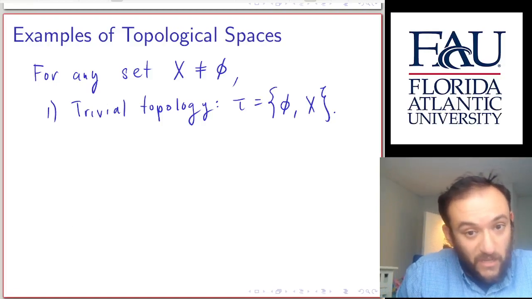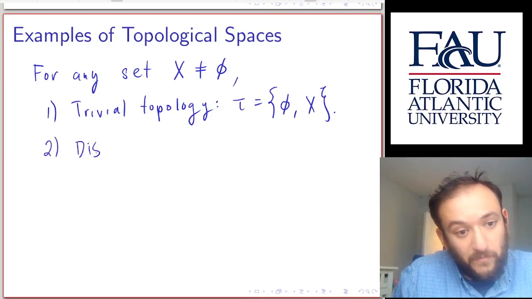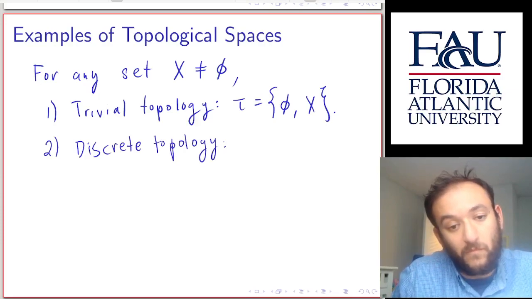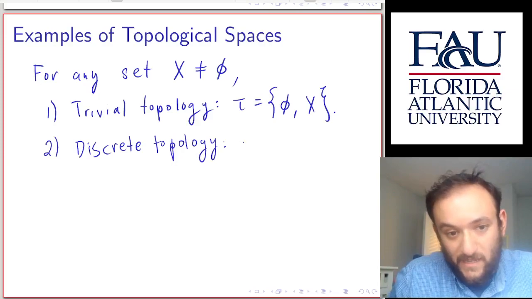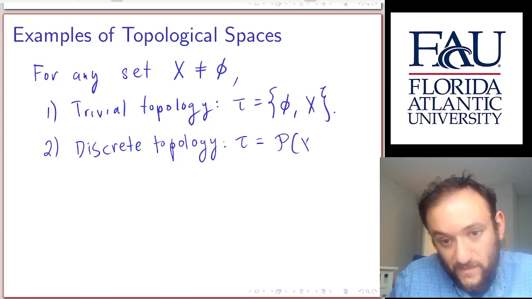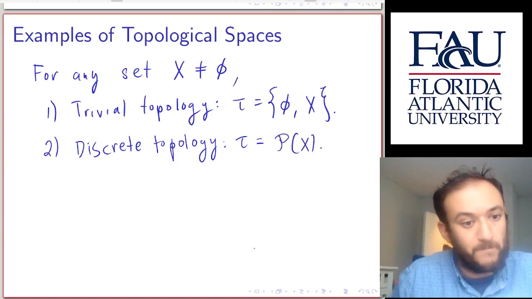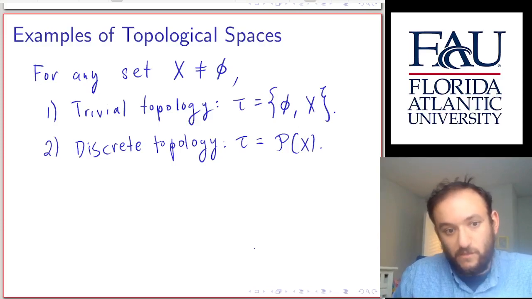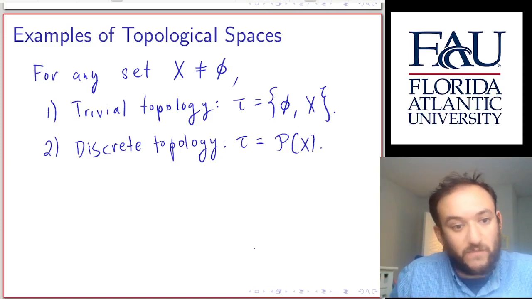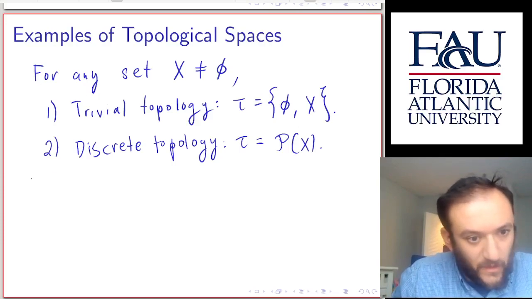Another topology on the same set would be the discrete topology. That's where we designate every set to be closed, so tau would just be the power set of X. It's very easy to show that the axioms are satisfied in these cases.